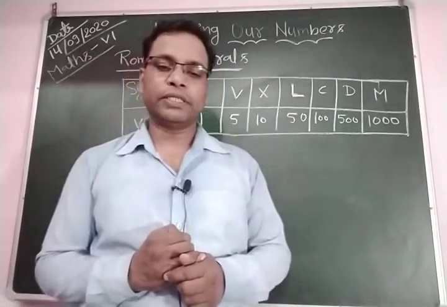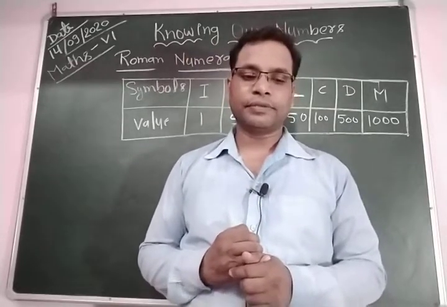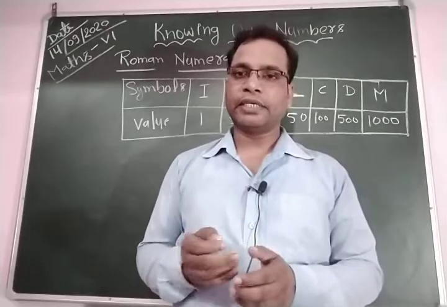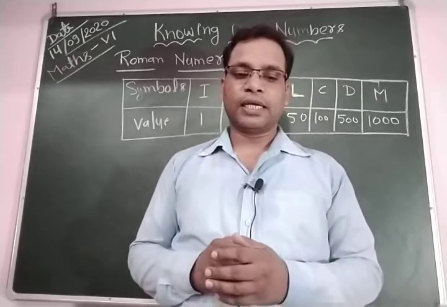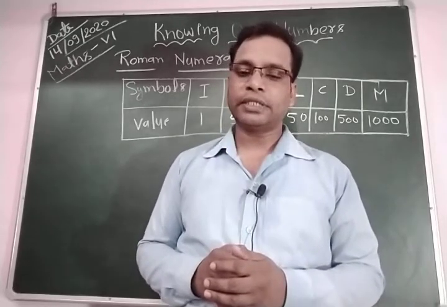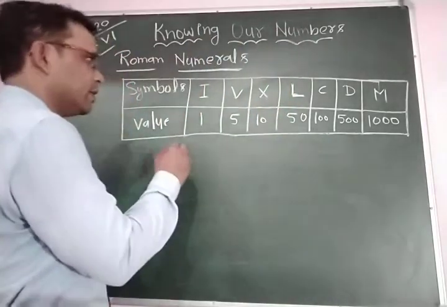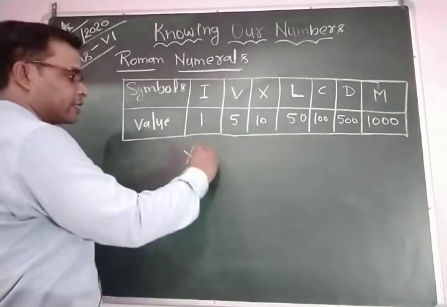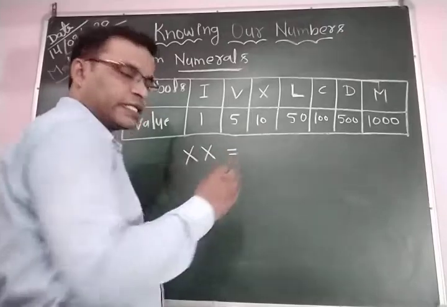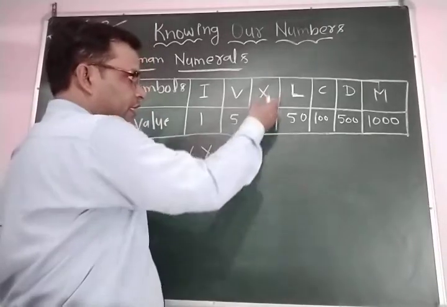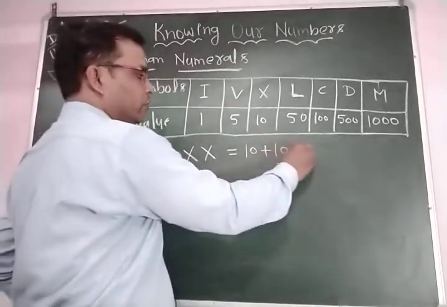We can write any number in Roman numerals by following certain basic rules, which we explain here. First rule is that if a symbol is repeated, its value is added as many times as it occurs. Suppose we write X two times, it means that the value of X is added 2 times. The value of X is 10, so you write 10 plus 10, 2 times. This is equal to 20.